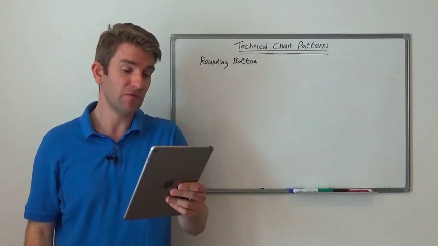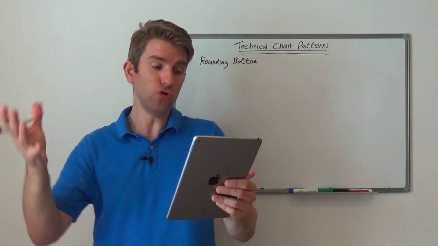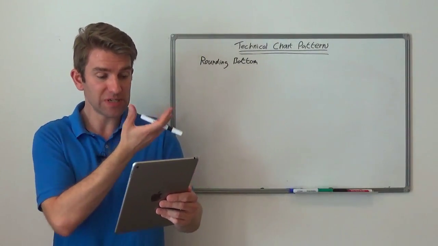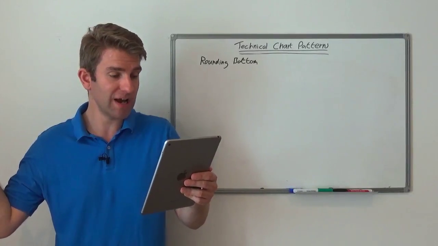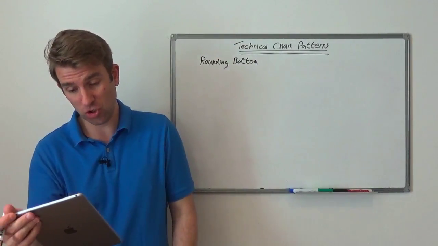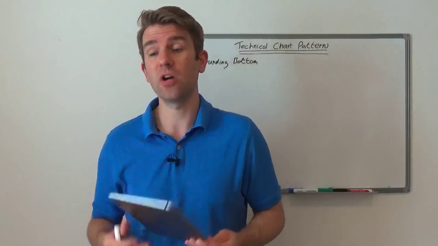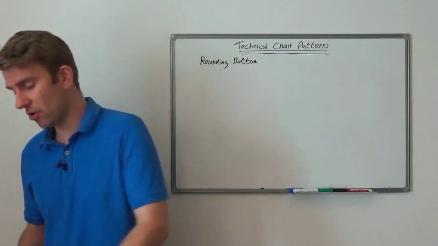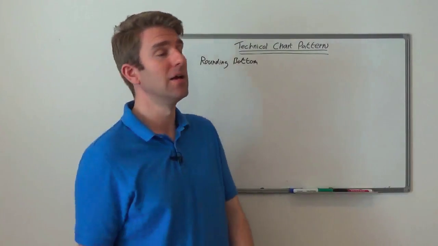So, definition of rounding bottom. It is a U-shape chart which forms at the bottom of an extended trend, and signifies a reversal in long-term price movements. That's the textbook. Let's drill down into it and see exactly what it's all about.